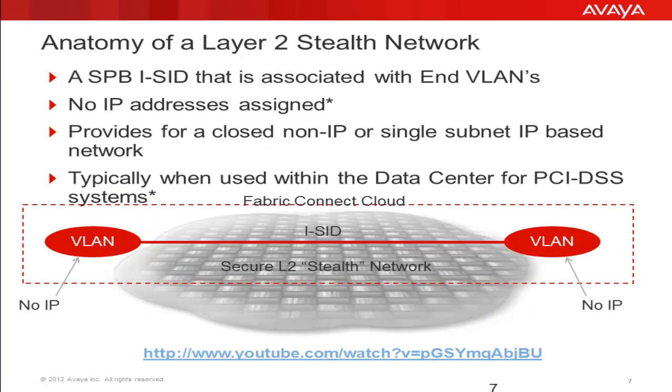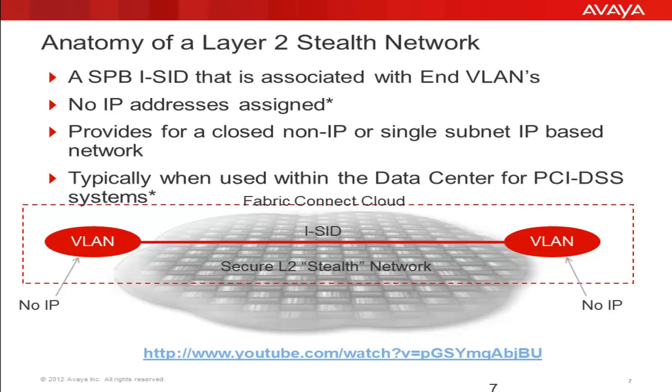The anatomy of a Layer 2 stealth network is also very simple. It is nothing more than an ISID that is associated with VLANs. The VLANs are not given IP addresses in this instance, however. As a result, a standalone Layer 2 network is created where nothing can enter or exit. These are extremely useful to extend secure Layer 2 protocol domains, such as those required for SCADA. Layer 2 stealth networks allow for the easy and secure distribution of such protocol requirements.